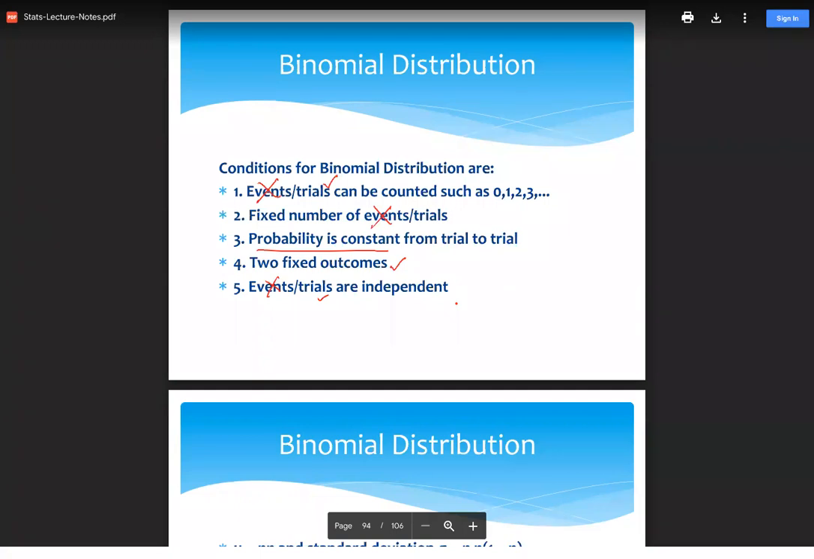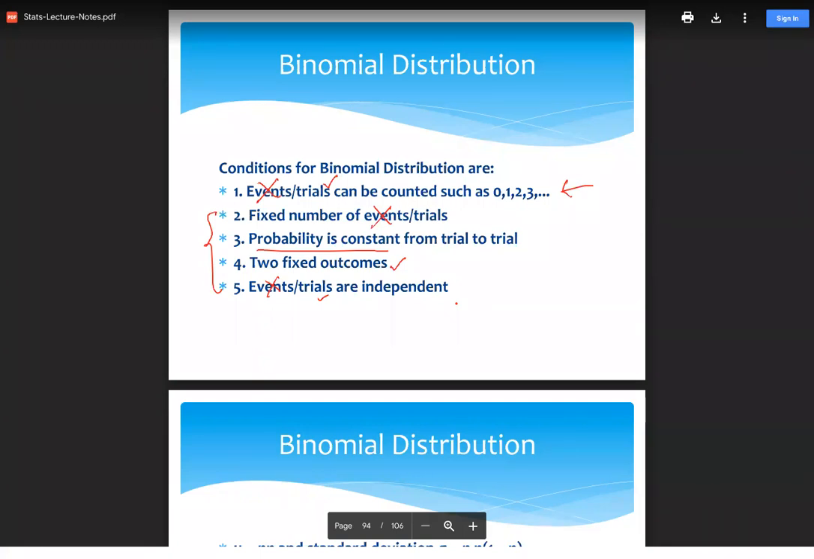Now, there are five characteristics here, or five things about binomial distribution. But the first one, by the way, even though I put it there, you don't necessarily have to mention it, but the next 4 for sure. Fixed number of trials, probability is constant, 2 fixed outcomes, trials are independent. All these things make up the binomial distribution.